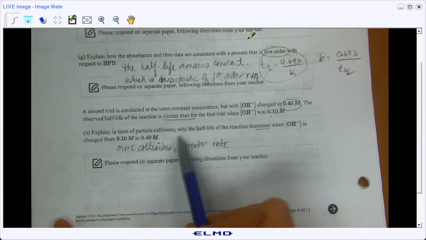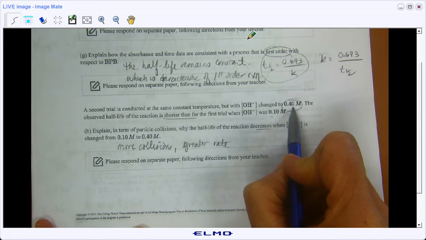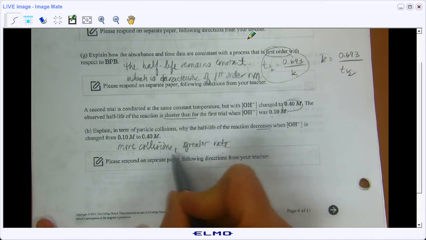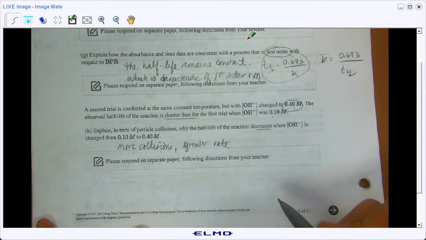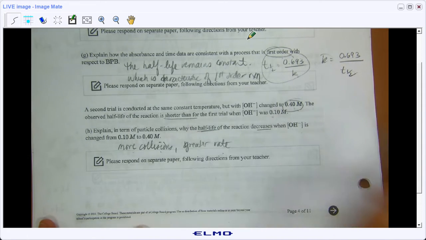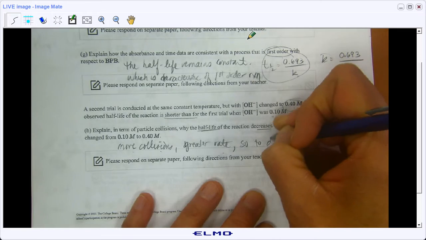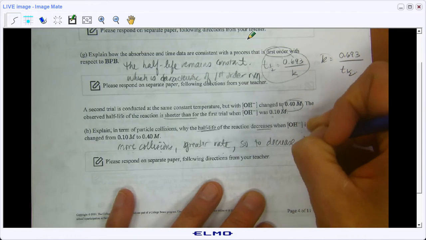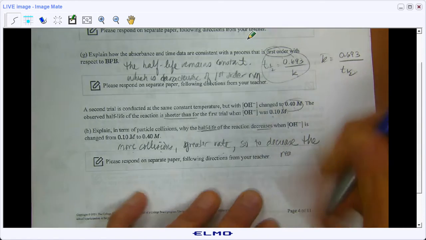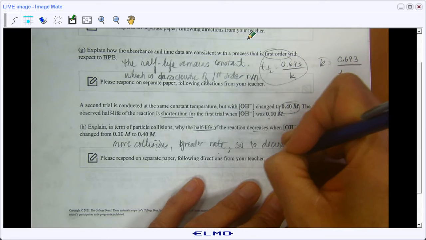Letter H, explain in terms of particle collisions why the half-life decreases. So if you increase your concentration of one of your reactants, you're going to have more collisions. Therefore, you're going to have a greater rate. And don't just write sentence fragments like this because you can flesh that out a little bit more. The half-life decreases at a greater rate. Your absorbance is going down. So to decrease the reactants by half takes less time.